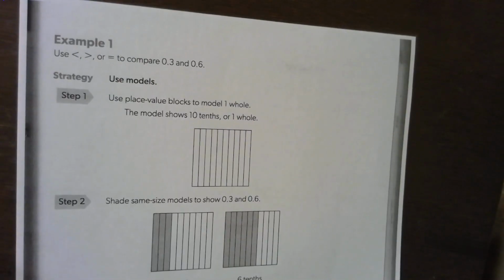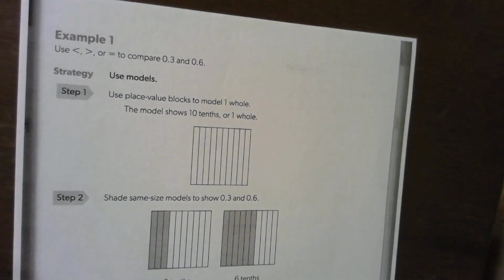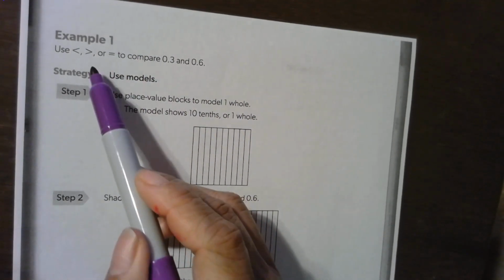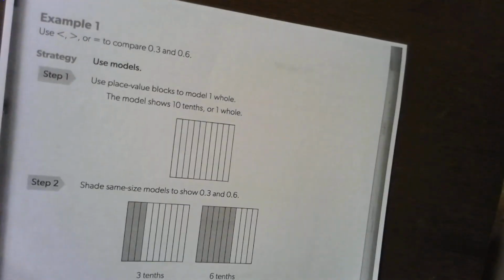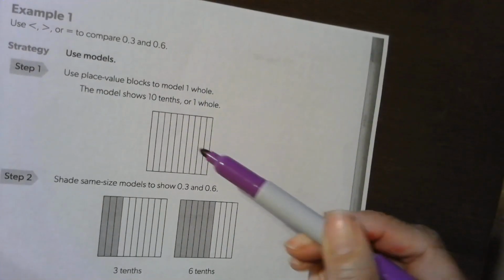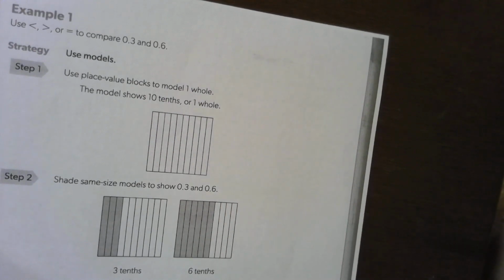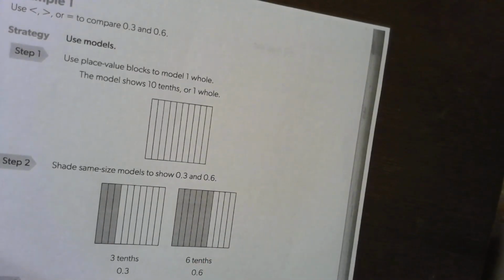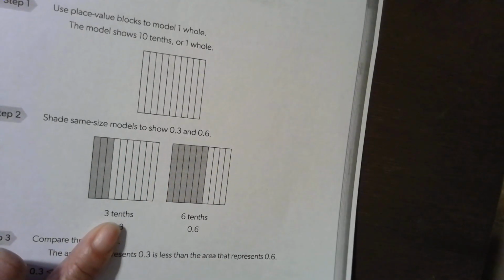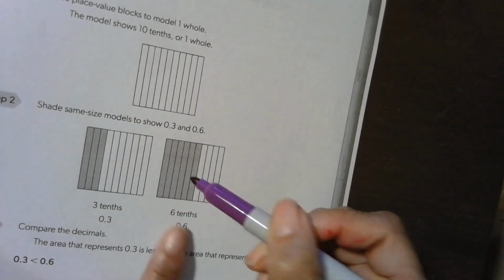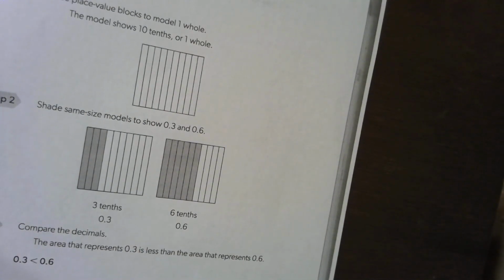So let's look at our first example. We're going to use less than, greater than, or equal to compare 3/10 and 6/10. Of course, our whole model is one whole. We can draw the different model sizes. That is 3/10 and 6/10. And we can see that more of 6/10 is shaded, so we know that 6/10 is bigger than 3/10.